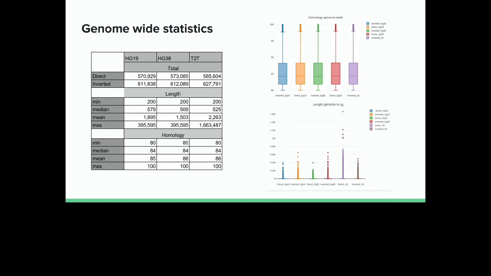And for example, this one right here that is located in T2T is very large compared with the other two reference assemblies. And this one is specifically located in the short arm of chromosome 13, which is one of the regions that was previously overlooked in the reference assemblies.